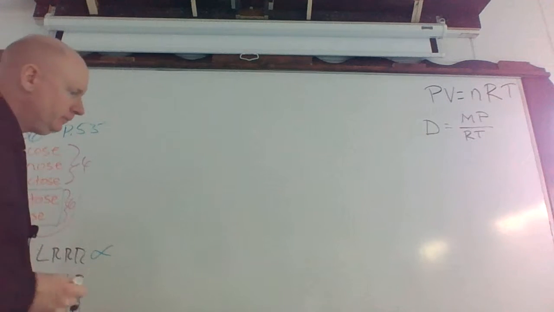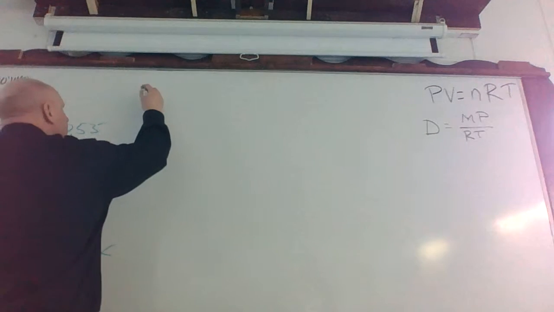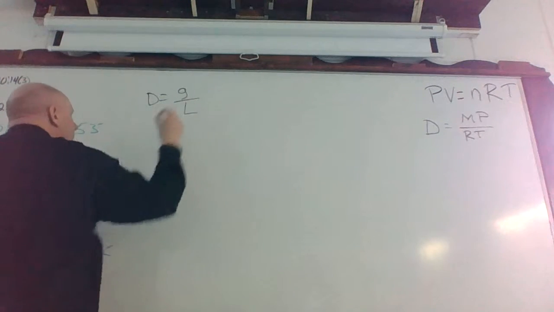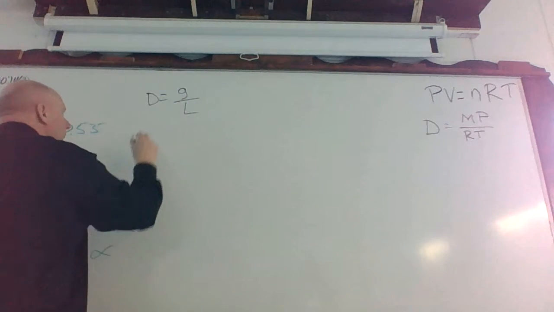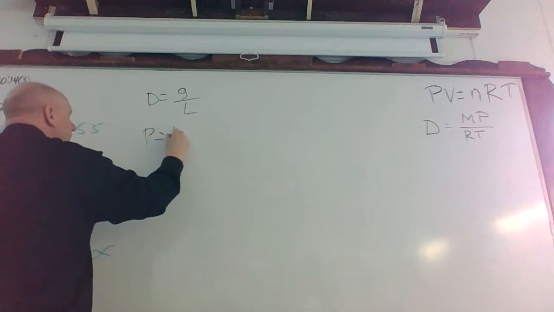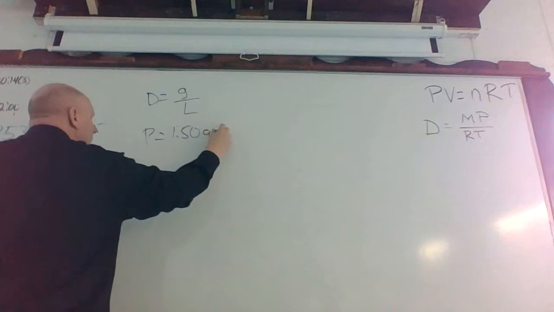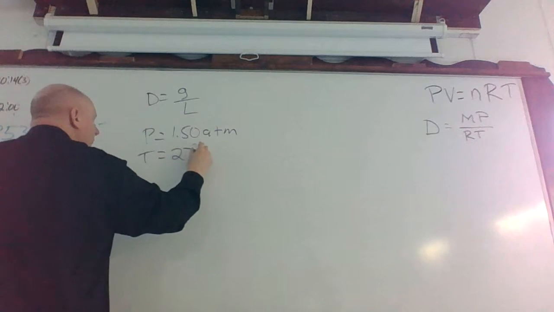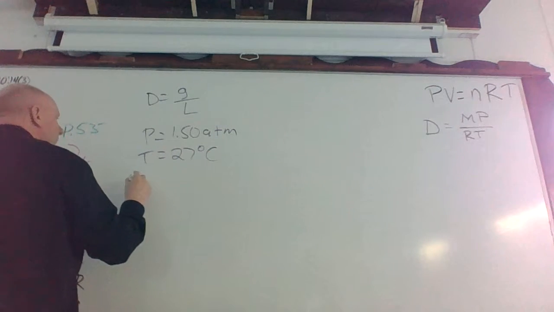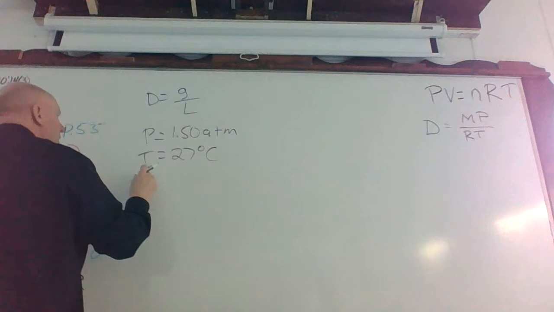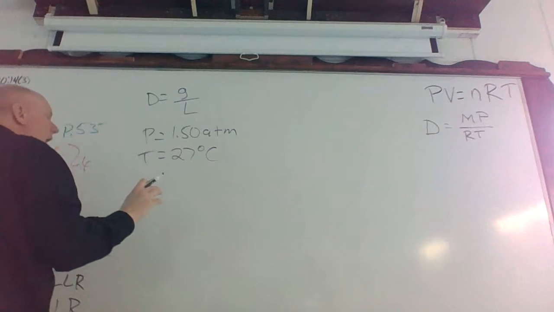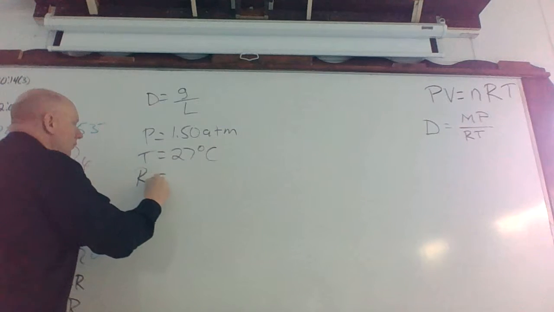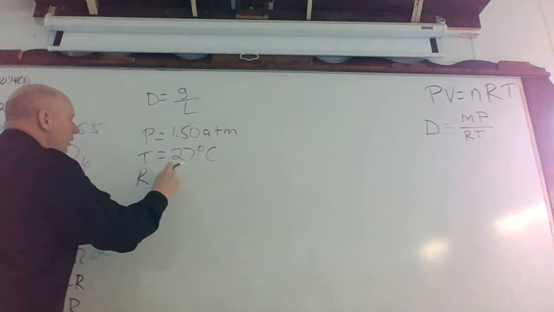The density of a gas is found to be 2.0 grams per liter and 1.58 atmospheres and 27 degrees Celsius. What is the molar volume of the gas? Okay, so we got to have some other information here. Oh, no, we don't.